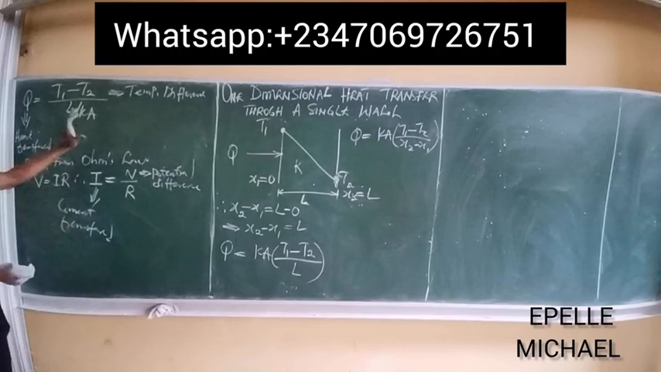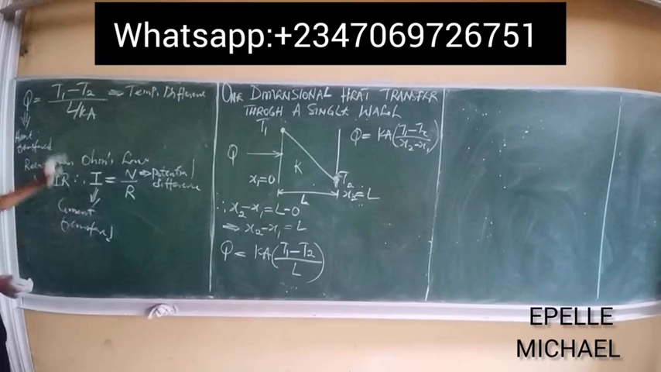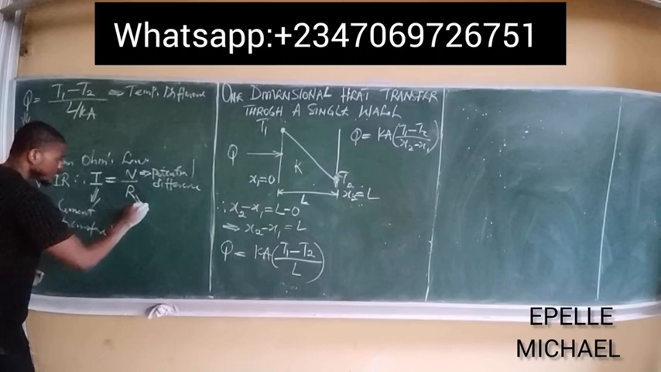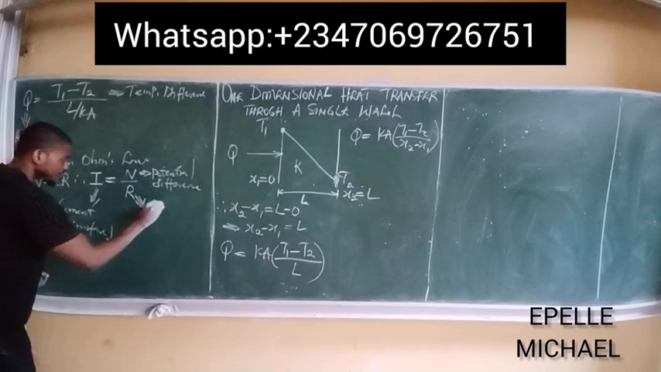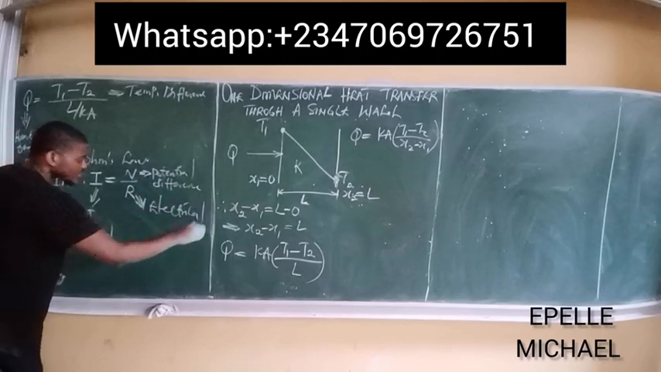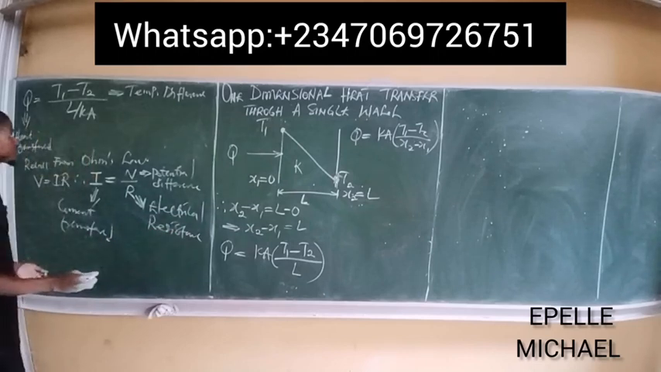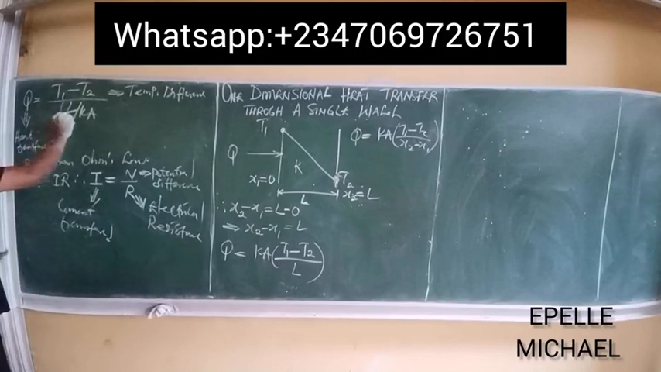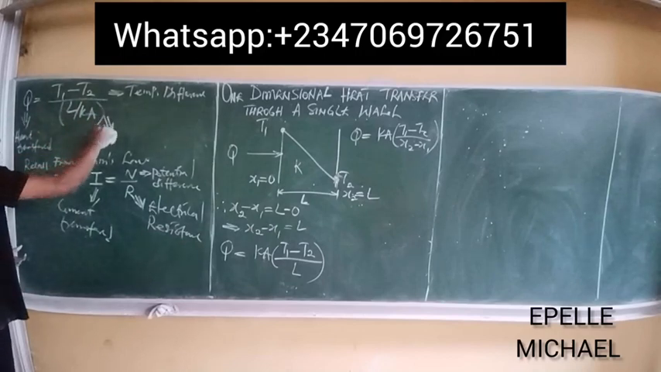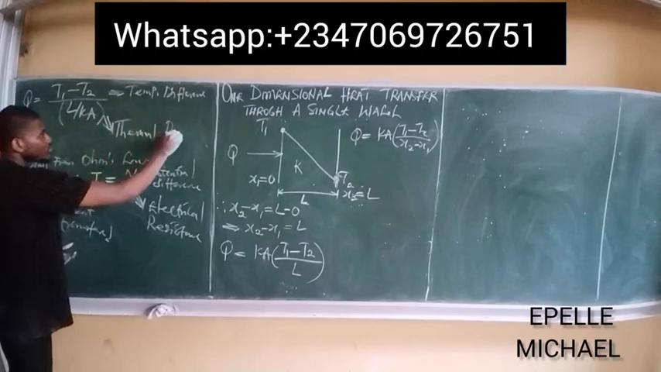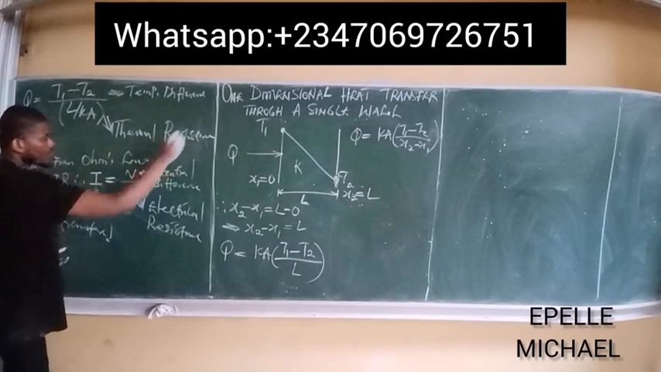So if you compare those two equations, you have Q for heat transferred, you have I for current transferred, you have T1 minus T2 for temperature difference, you have V for potential difference, and in the electrical analogy, we call R electrical resistance. Which means L over Ka can be likened to what is called the thermal resistance. So we simply call L over Ka thermal resistance.